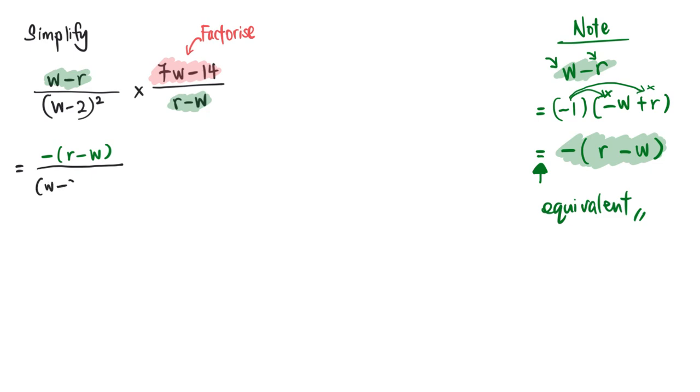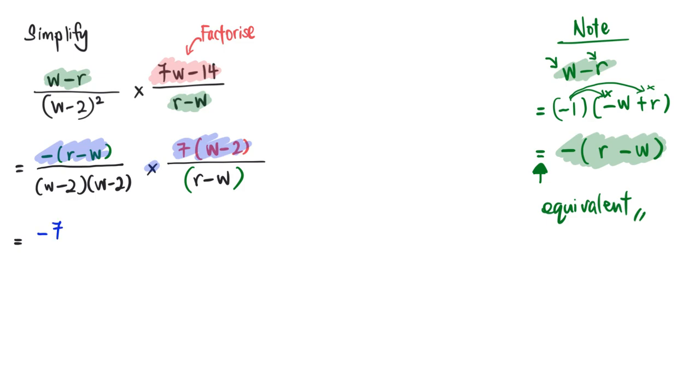So w minus 2 bracket square, I will write it as w minus 2 bracket square. Factorize 7w minus 14, take out 7 as the common factor. And this is still r minus w, just that now I'm going to write a bracket so that it's easier to see. And when I combine numerator times numerator, I just need to write them down neatly. Negative times positive, negative. There's a 7. There's a r minus w. And there's a w minus 2.